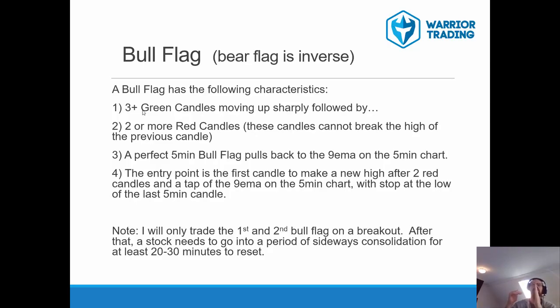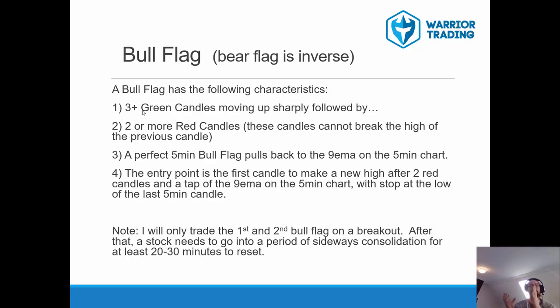Now the perfect 5-minute bull flag pulls back to the 9 exponential moving average. That exponential moving average is moving up on the 5-minute chart. It pulls back right to it, it taps that support level, and long bias traders recognize that and again see that as a strong entry point because you're buying at support. You always want to buy a strong stock at support.